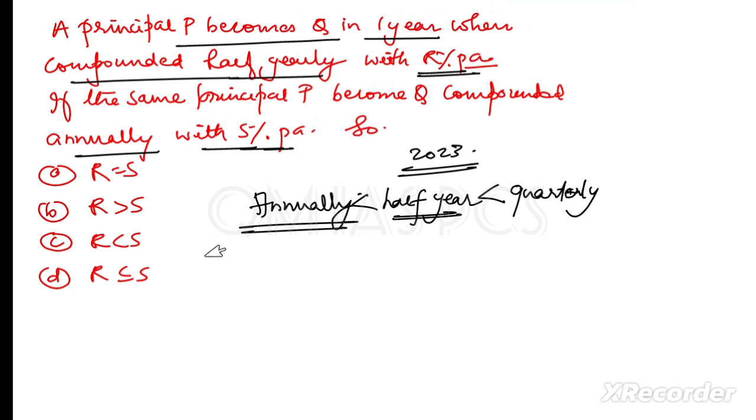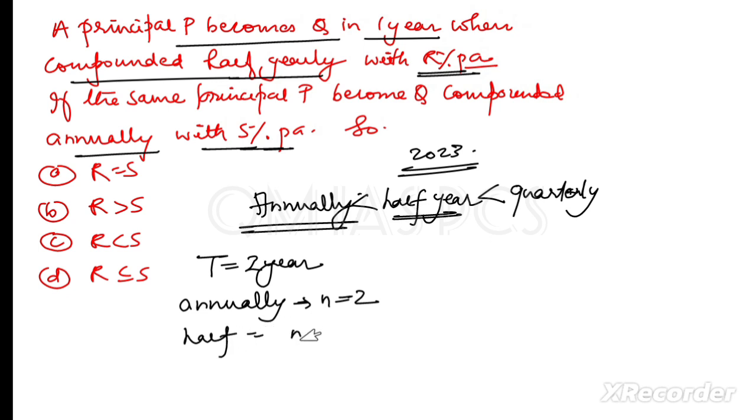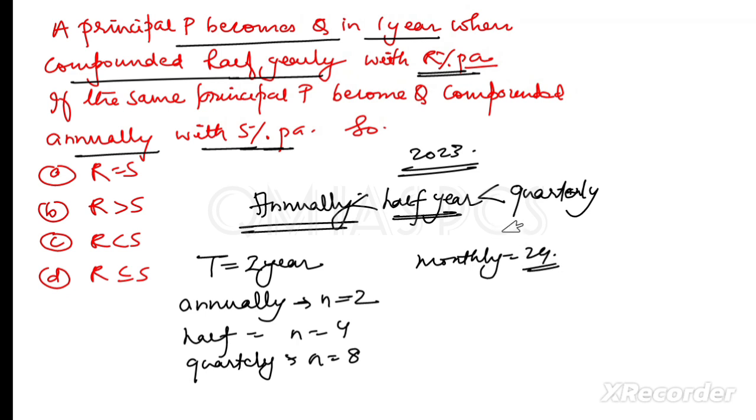For example, say time is equal to 2 years. In case of annually, n is equal to 2, but in case of half yearly, n is equal to 4. In case of quarterly, n is equal to 4 multiplied by 2, that will be 8. And if it is monthly, then it will be 24. Yes, I know you are thinking that the rate will also decrease. That's fine, the rate will decrease, but the power is getting increased.